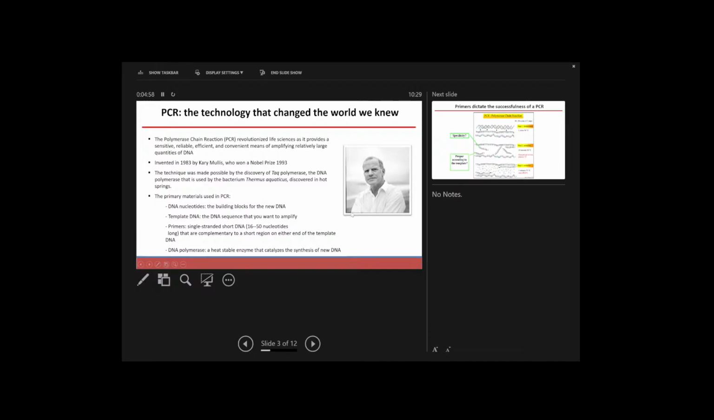ये सब होने के बाद, by early was an established technique. And what do we need for this technique was another invention was the invention of Taq polymer.